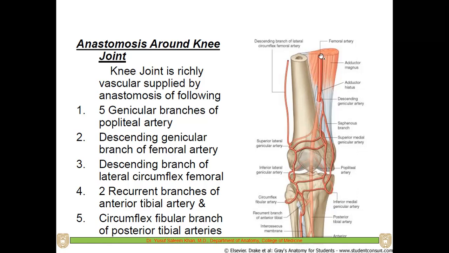So if you see here, this is the femoral artery going all the way from the thigh and entering into the back of the thigh, that is called the popliteal region. So that's why this artery now becomes the popliteal artery. Till now here it was the femoral artery. Once it enters the popliteal region, then it is called the popliteal artery.